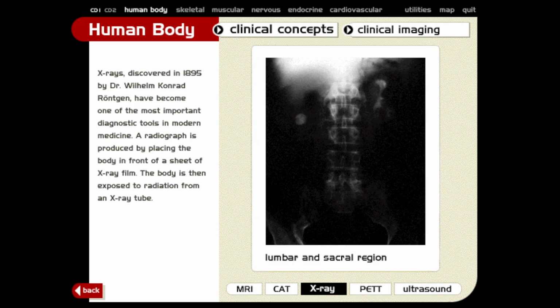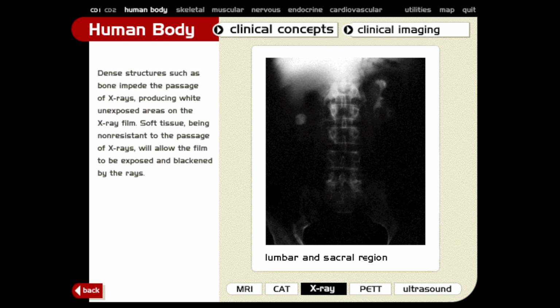X-rays, discovered in 1895 by Dr. Wilhelm Conrad Röntgen, have become one of the most important diagnostic tools in modern medicine. A radiograph is produced by placing the body in front of a sheet of X-ray film. The body is then exposed to radiation from an X-ray tube. Dense structures such as bone impede the passage of X-rays, producing white unexposed areas on the X-ray film. Soft tissue, being non-resistant to the passage of X-rays, will allow the film to be exposed and blackened by the rays.